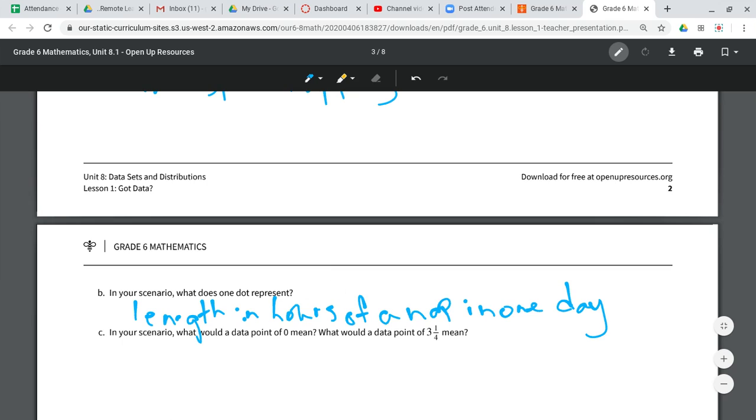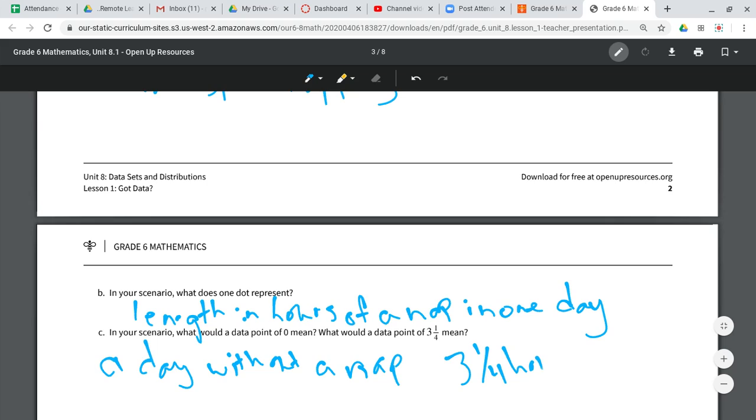It means a day without a nap. What about a data point of 3.25? Well, that'd mean a 3.25 hour nap. So a rather long nap. So that's what we're looking at, being able to take a dot plot and apply a scenario to it, and then understand what each of the points would mean within that scenario.